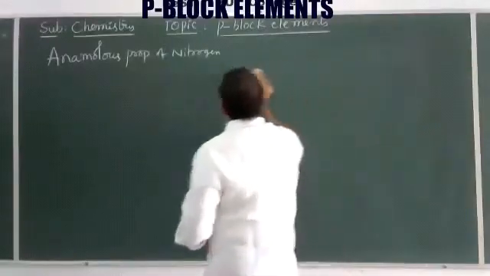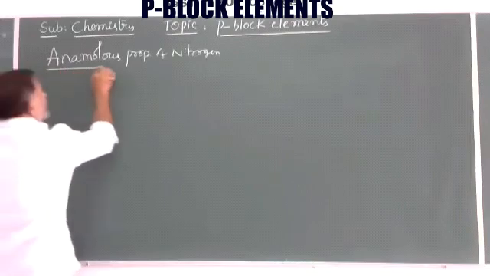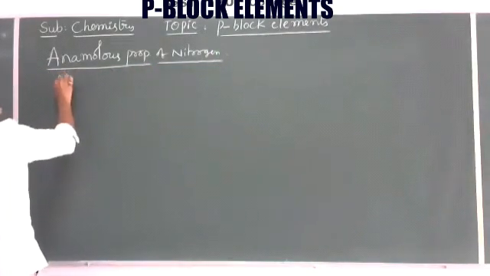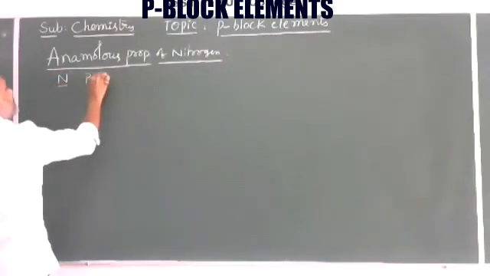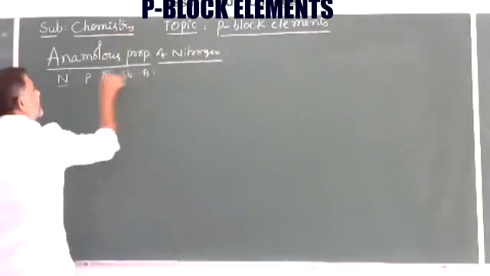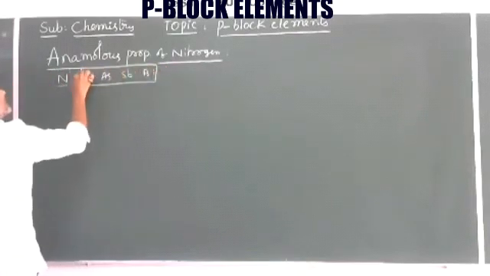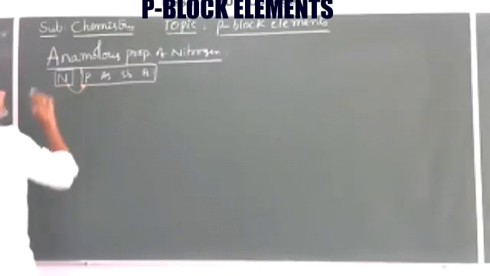Phosphorus, arsenic, antimony, and bismuth. Among these 5 elements, nitrogen shows some peculiar properties. Nitrogen, phosphorus, arsenic, antimony, and bismuth. These 4 elements share some properties, and this 1 element differs somewhat in some properties.